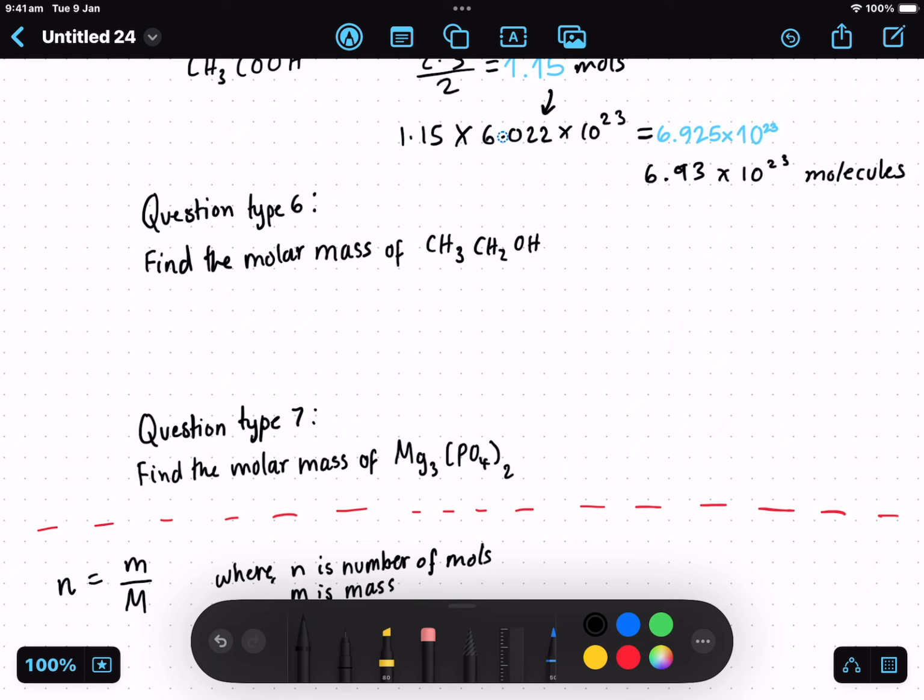Now question type 6. Find the molar mass of CH3CH2OH. So now we're moving on to molar mass. We haven't heard of this, right? So what we have to do, molar mass is just atomic mass. So we have to find the atomic mass of this. But how would we find it? Well, we just have to find the atomic mass of the individual elements. So we've got CH3, CH2, OH.